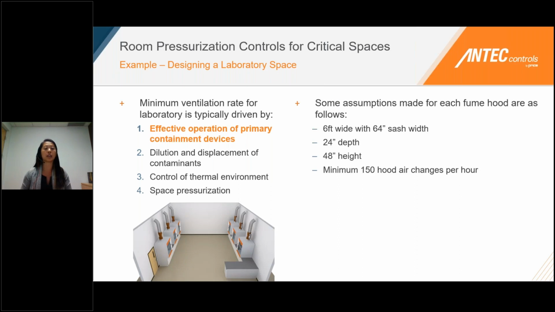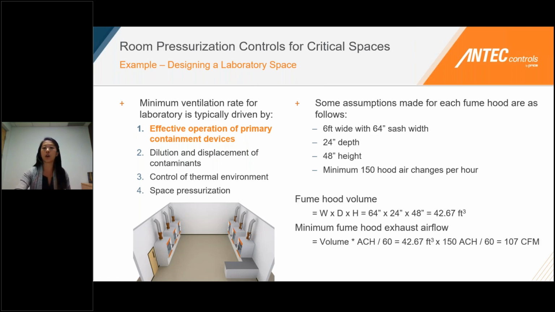So the first one is looking at the minimum air changes through the fume hood. So we're going to use the ANSI Z9.5 recommendation of 150 hood air changes per hour, making a couple of assumptions on the dimensions of the hood as well. So we've got our fume hood volume, and then we're going to use that to calculate our airflow using the same equation, volume times air changes, and that gets us roughly 107 CFM for one fume hood. And again, this is the minimum fume hood exhaust airflow in order to meet 150 hood air changes per hour.